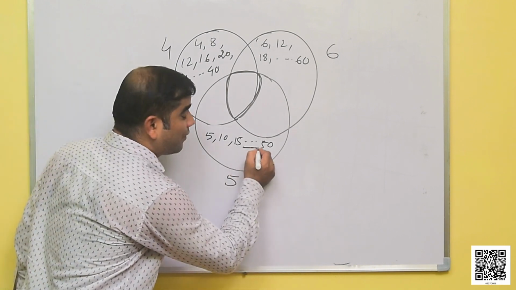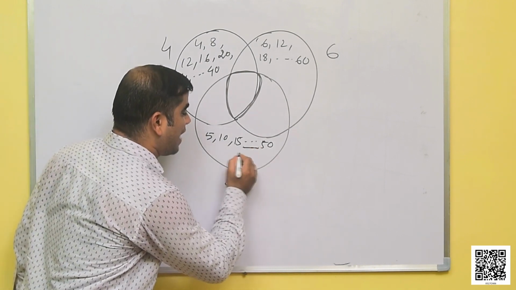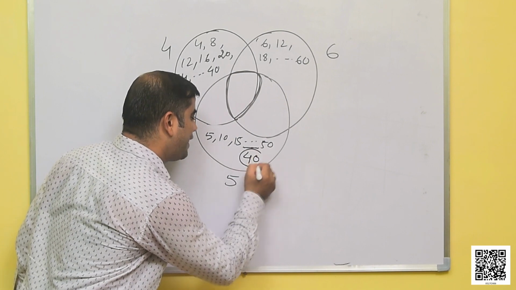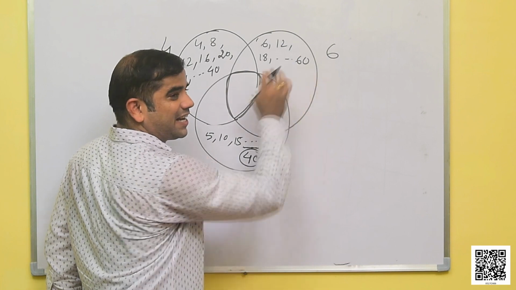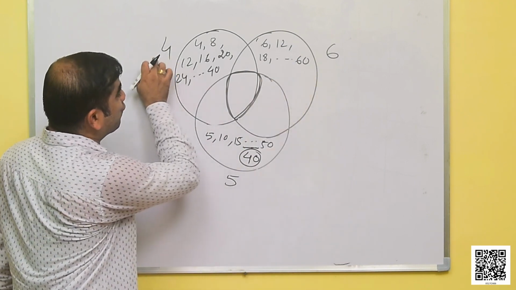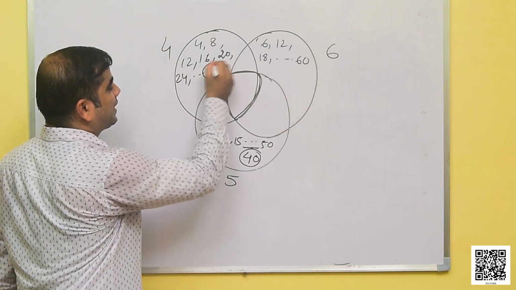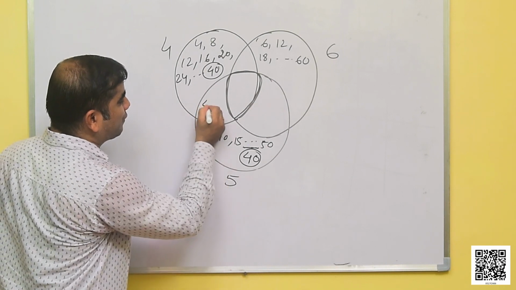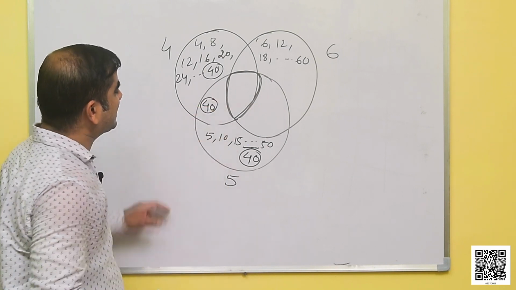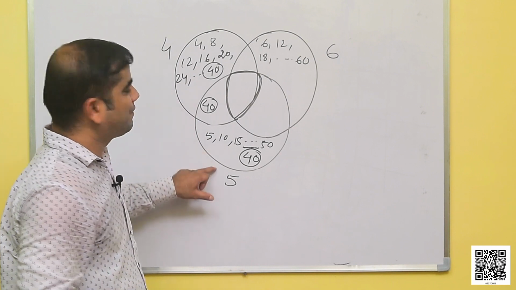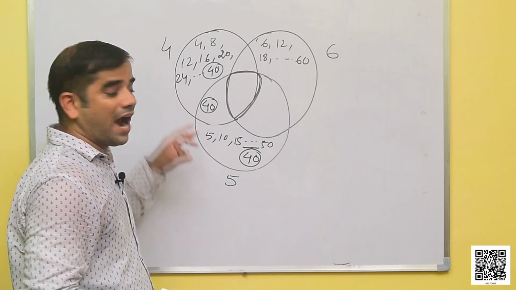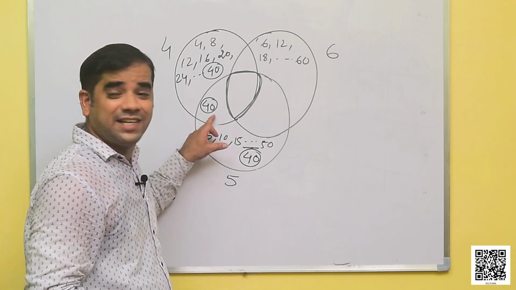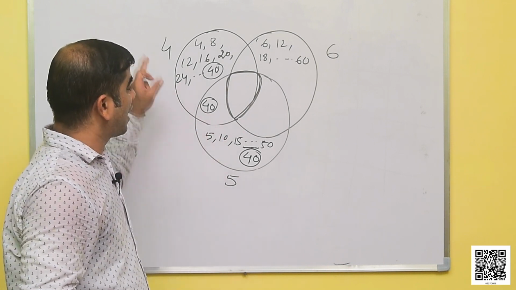In this dotted form, we have 5 8s are 40. Here 6 10s are 60. Here 4 10s are 40. So I can write 40 over here, in the intersecting circle between 4 and 5. It is a common multiple of 4 and 5, because 40 is completely divisible by 4 and 5.